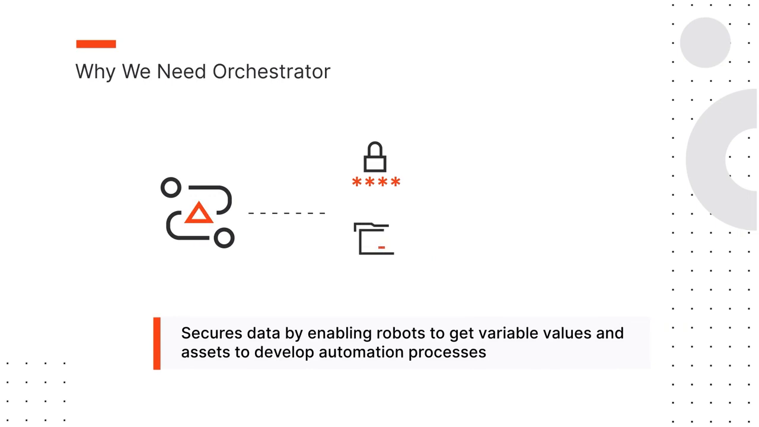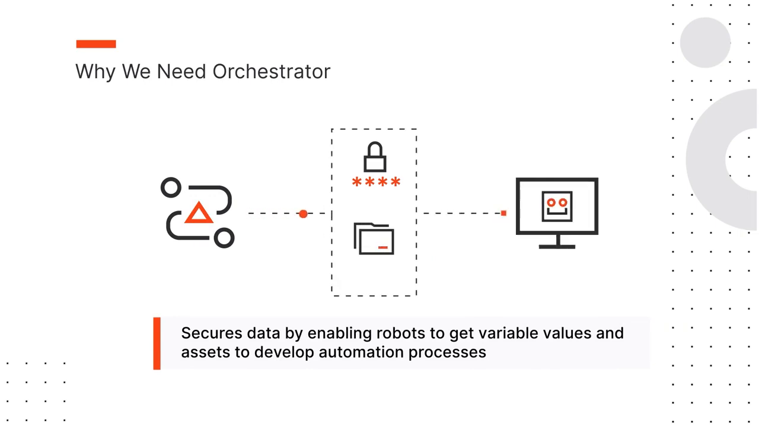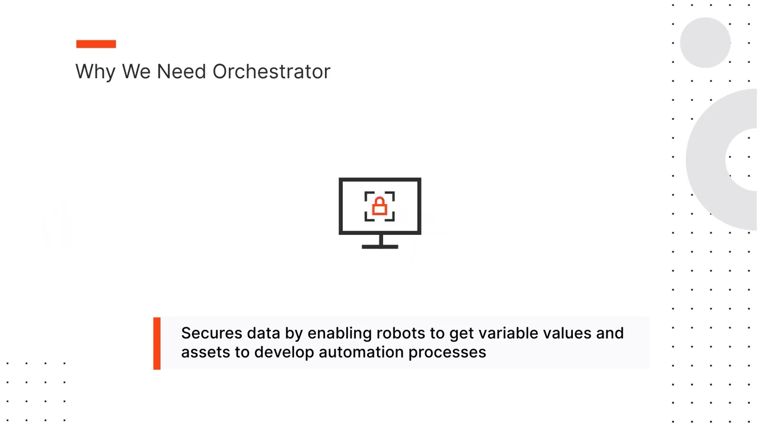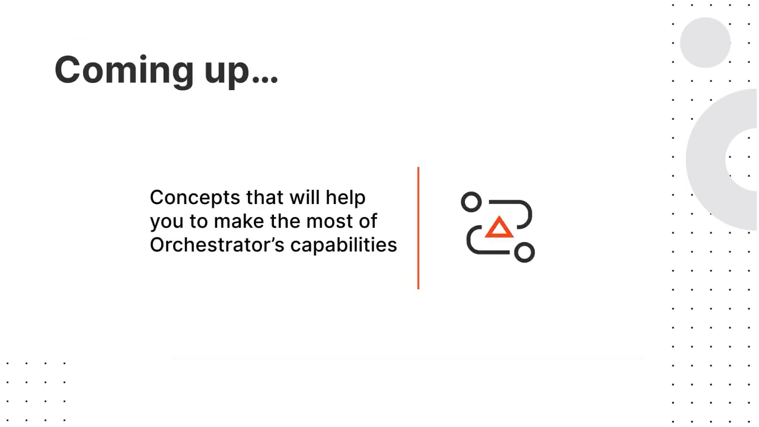We can develop automation processes in such a way that robots get variable values, like passwords, and even files and assets from Orchestrator. This way, our data is secure. In the next lessons, our focus will be on covering all of the concepts that will help us to make the most of these Orchestrator capabilities.